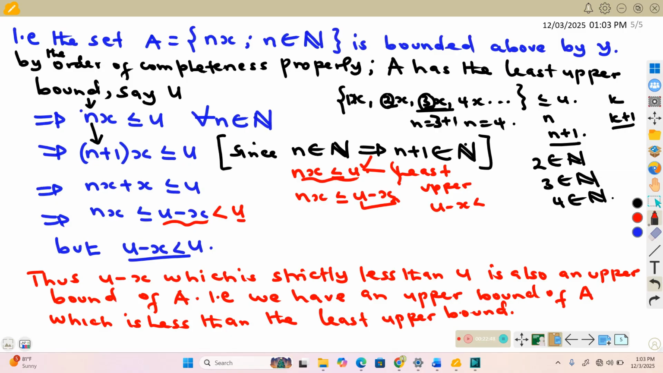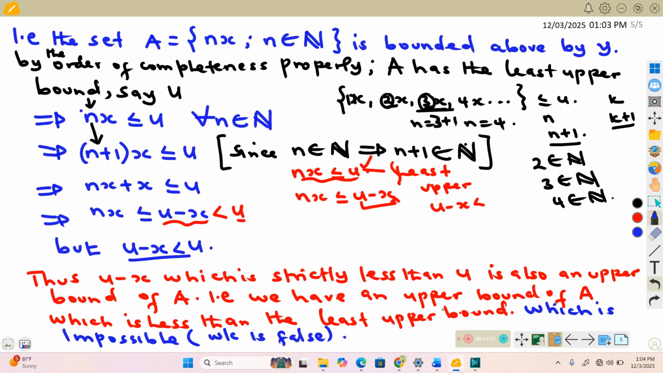So what is false is that we have an upper bound of a which is less than the least upper bound, which is impossible. You can say it is impossible or not true, because you cannot have an upper bound which is less than the least upper bound. That cannot happen.